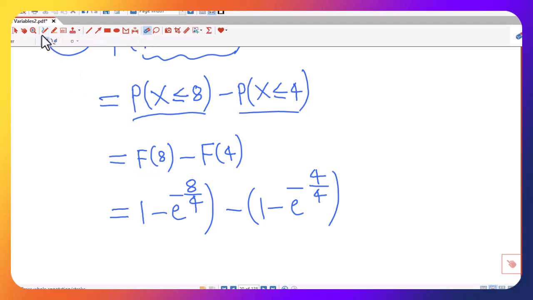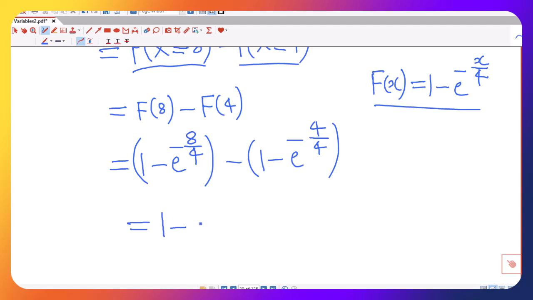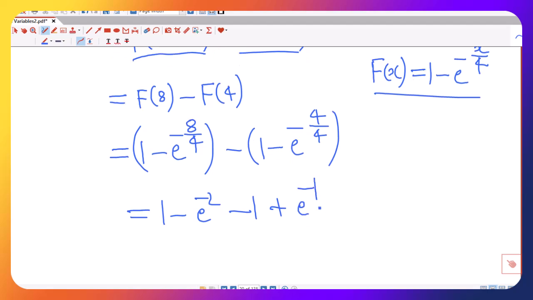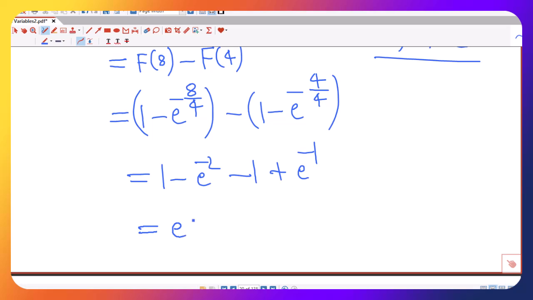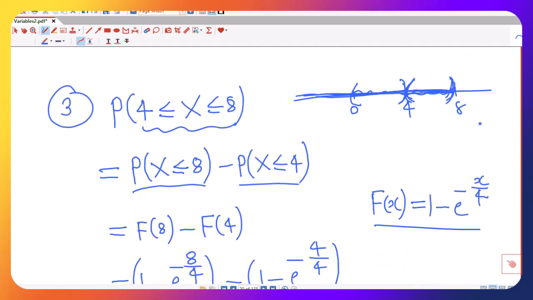Let me rewrite properly. Because 4 and 8 are non-negative, I am using this formula which is given for x non-negative. First I am putting x equal to 8 and then x equal to 4 here. So this is 1 minus e raised to minus 2 minus 1 plus e raised to minus 1. So 1 will get cancelled, and here we have e raised to minus 1 minus e raised to minus 2, and we have e raised to minus 2, that is 0.1353.